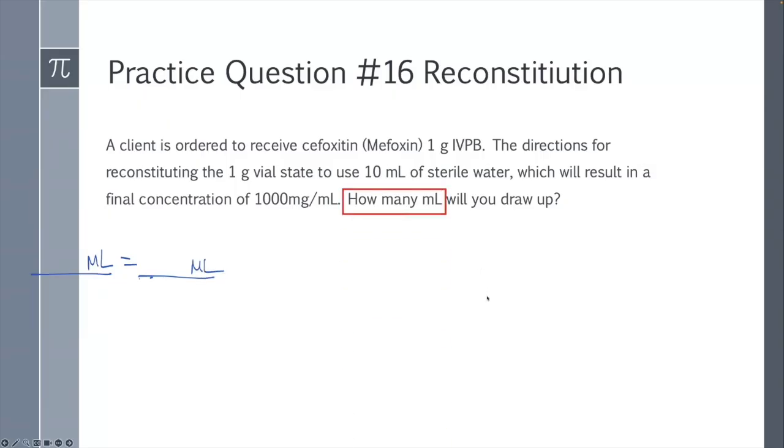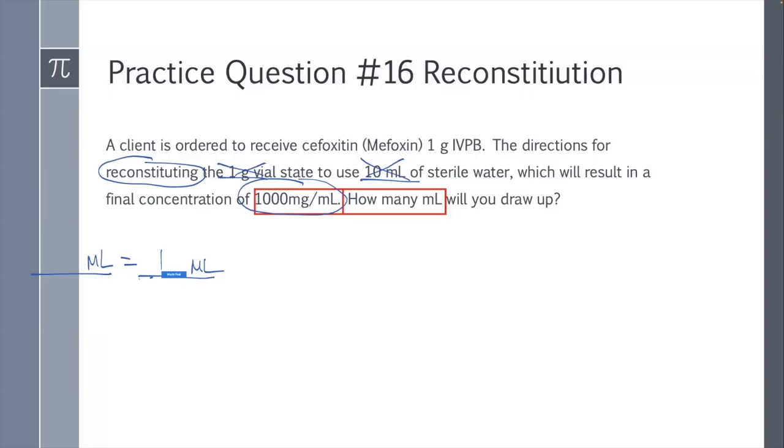That's my stem right there. So I'm looking for my milliliters. Remember, this is reconstitution. So this started off as powder and we mixed in 10 milliliters. Both of those no longer exist because what I have now is my final concentration. That's what I care about.